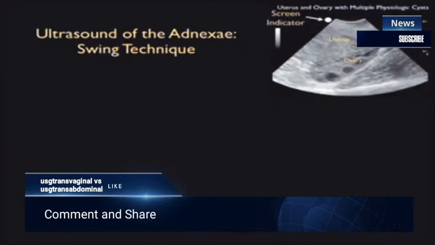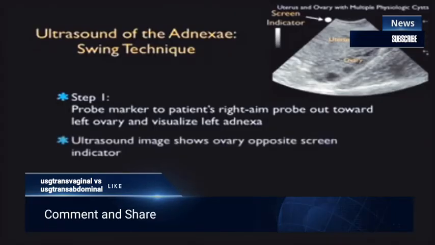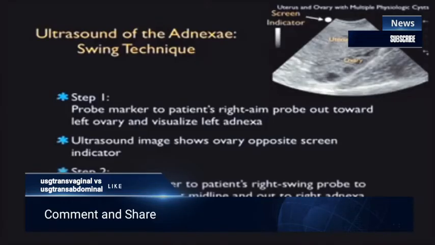The next technique that can be very useful in ultrasounding the adnexal structures is known as the swing technique. In step number 1 of this technique, it's going to be exactly the same as in the flip technique. We'll position the probe with the probe marker towards the patient's right side, aiming the probe out towards the left adnexal structures to visualize the left ovary. The ultrasound image that we'll obtain will show the ovary opposite the screen indicator, as in the picture to the upper right.